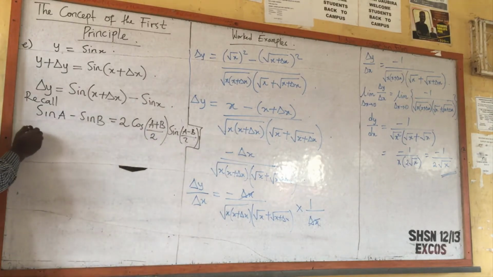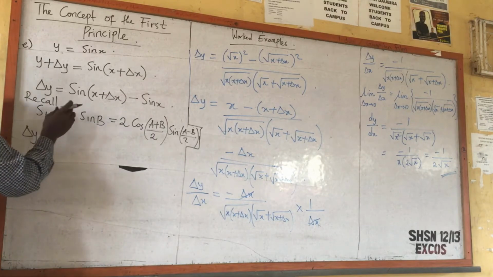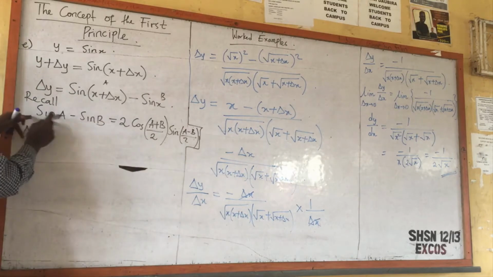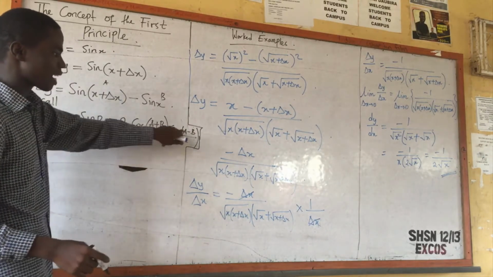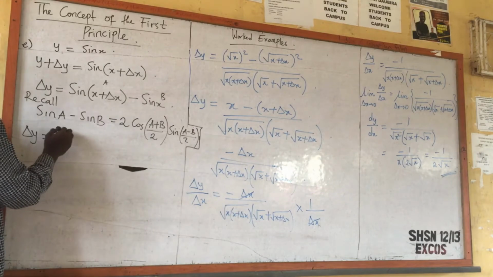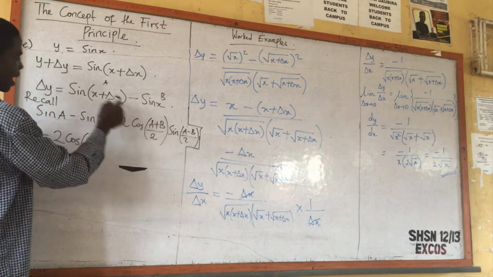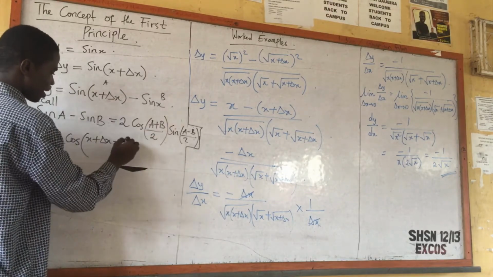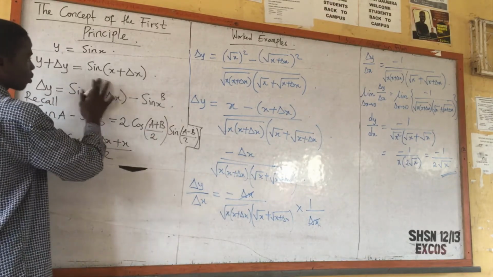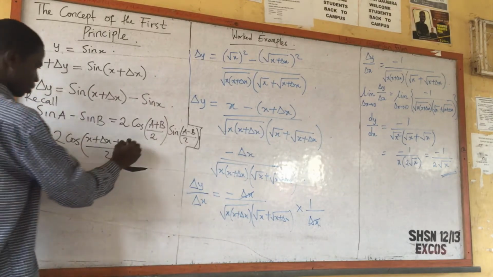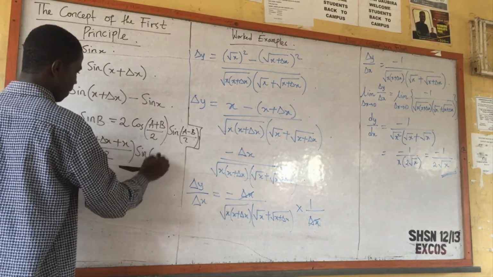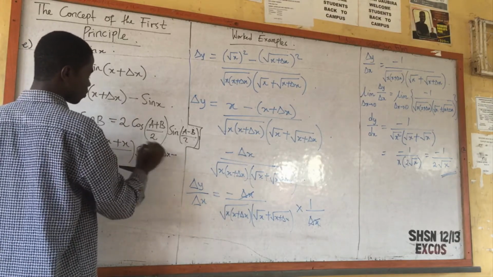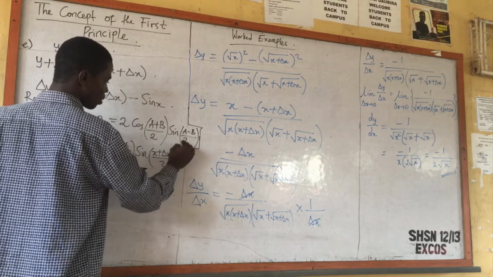So delta y will now be sine A minus sine B. Sine A minus sine B is 2 cos of (A plus B) over 2 times sine of (A minus B) over 2. So A is s plus delta s, plus B, where B is s, over 2. And for sine, A minus B, A is s plus delta s minus B, where B is s, over 2 as well.